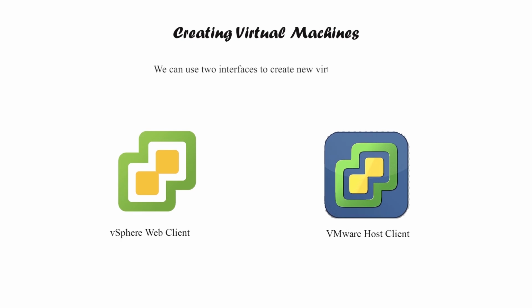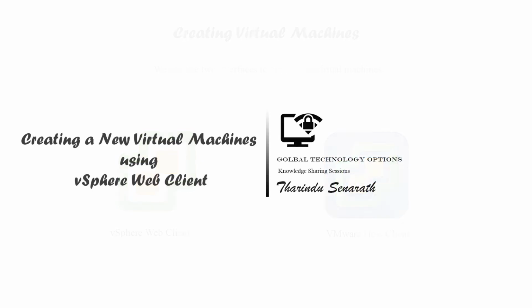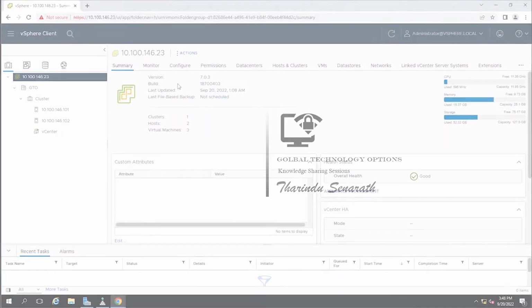We can create VMs in several ways. We can use two interfaces to create new virtual machines: the vSphere client and the VMware host client. The optimal method for provisioning VMs for your environment depends on factors such as the size and type of your infrastructure, and also the goals that you want to achieve. Create a virtual machine using the vSphere web client. Let's join with the screencast.